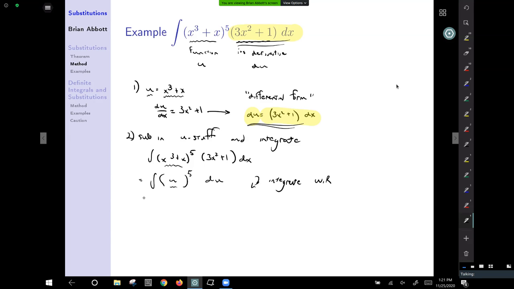And as usual, WRT is with respect to. So u to the fifth power integrates to 1 over 6 u to the sixth power. Add 1 to the exponent, multiply by the reciprocal of the resulting exponent. Now this is an indefinite integral, so don't forget plus c. And now, wait a minute, our answer can't be in terms of u if our problem started out in terms of x, and so we are going to back substitute.